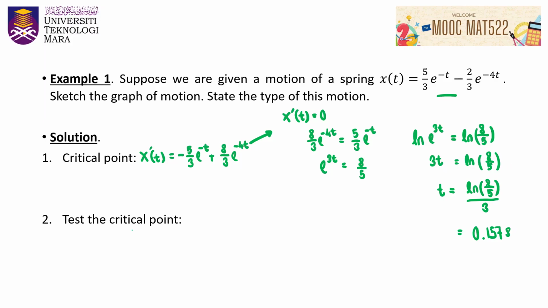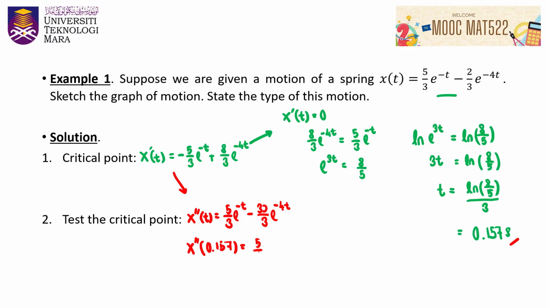Next, we test this critical point by finding the second derivative of the function x. That is, from the previous step, x double prime of t is given by 5/3 exponent of negative t minus 32/3 exponent of negative 4t. What we do here is simply substitute t with the critical point 0.157 that we found just now.